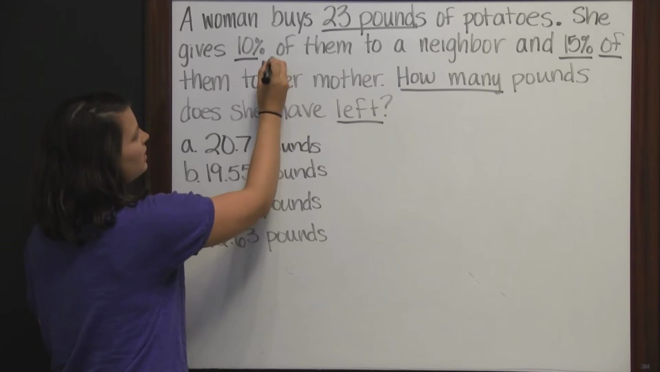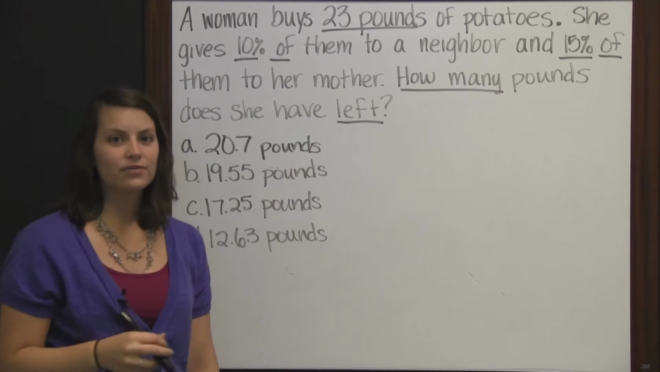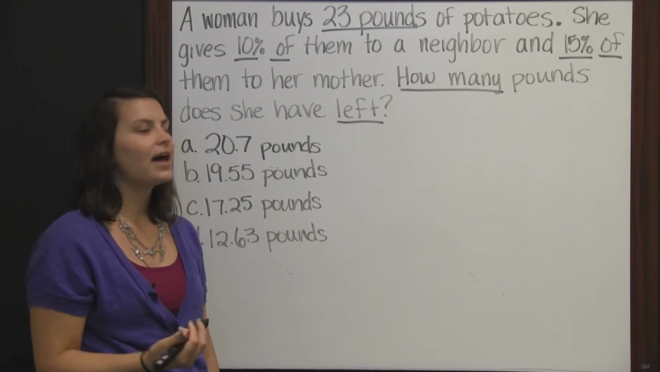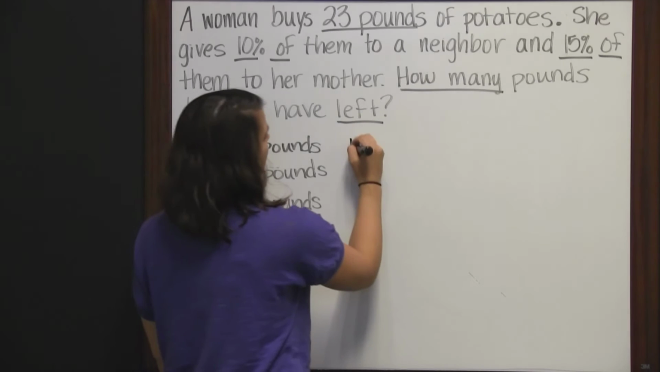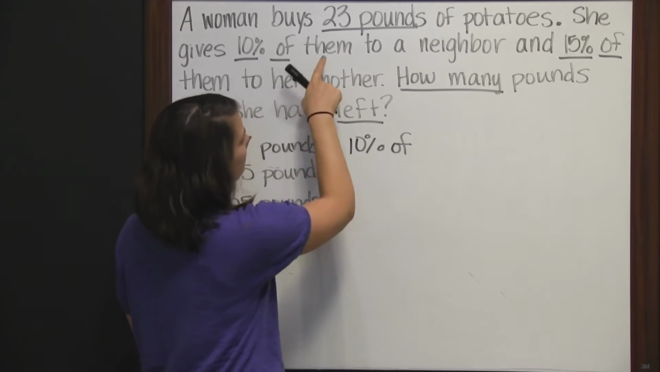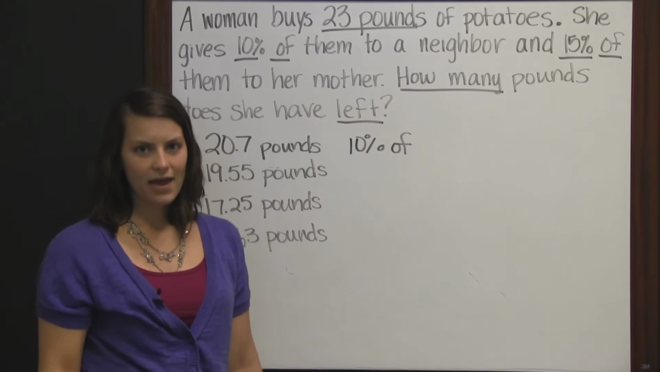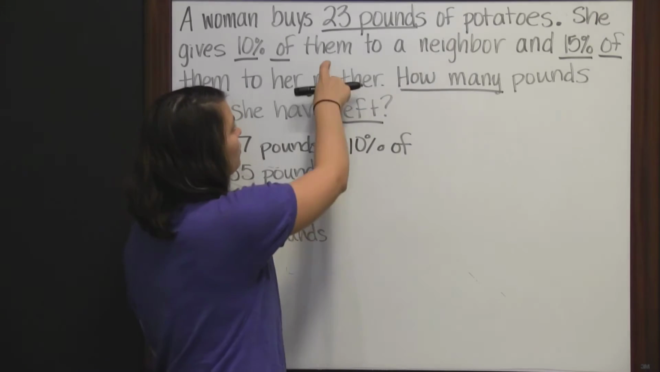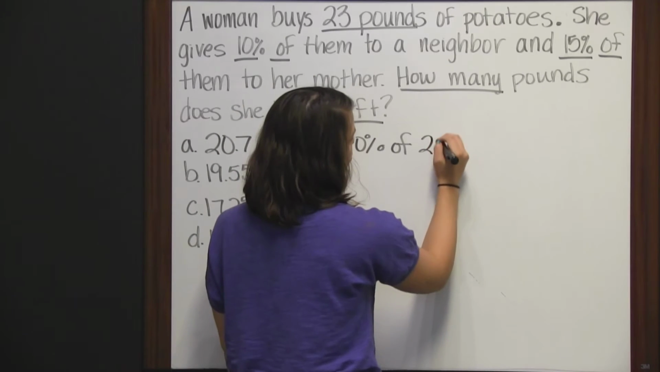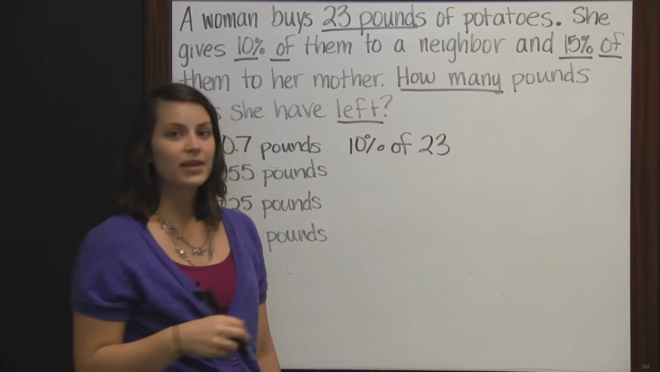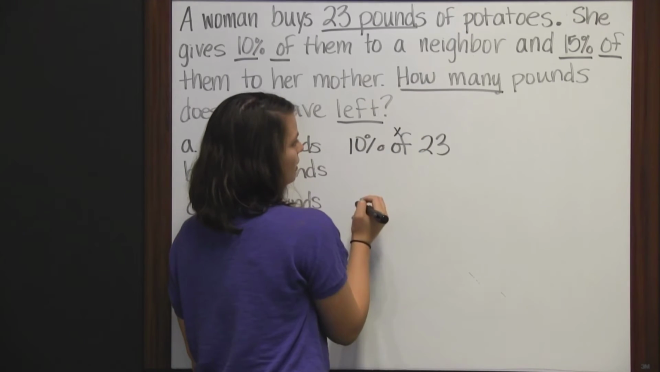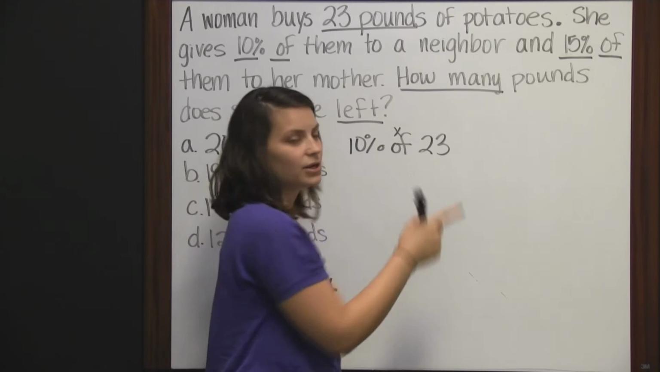And again, what percent of the 23 pounds is given away. So we need to figure out how many pounds that is. So let's start with 10% of, and it says of them. And what does them refer to? Well, it refers back to the 23 pounds. So it's 10% of 23 pounds. Of means to multiply. And we're going to multiply 10% and 23.